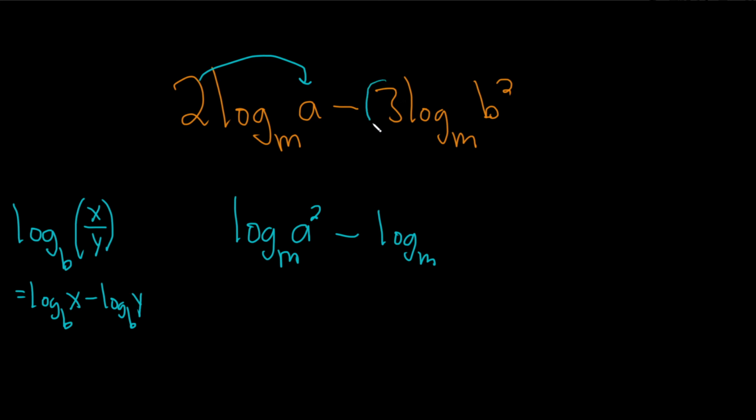Now here's the thing. When you take this 3 and you bring it up, you're basically going to get b squared cubed. A little bit tricky, right? Because remember, this is in parentheses. So when you bring it up, it's going to go here, right? So it's going to become the exponent there.